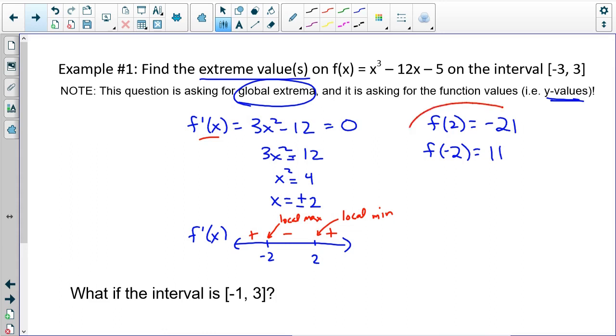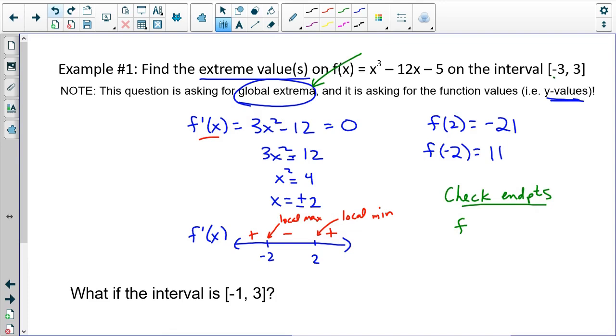If all I knew was this, I would think that f of -2 was my max and f of 2 was my min. But I also have to check the endpoints. It's very important to check the endpoints in any extreme value problem. You must check the endpoints.